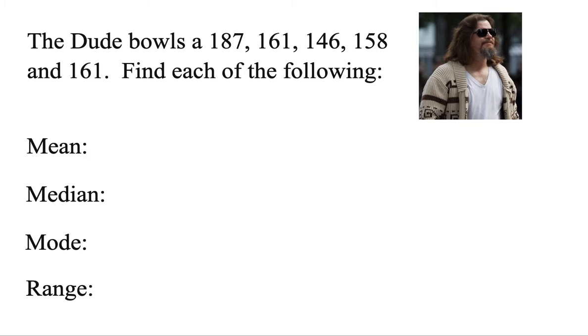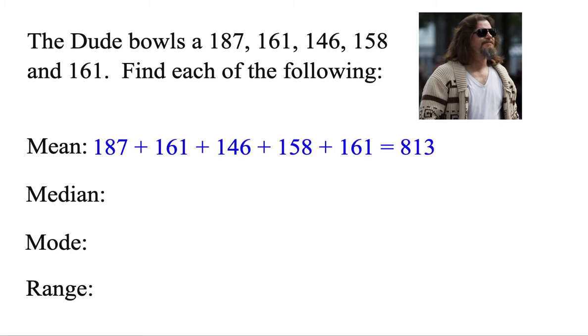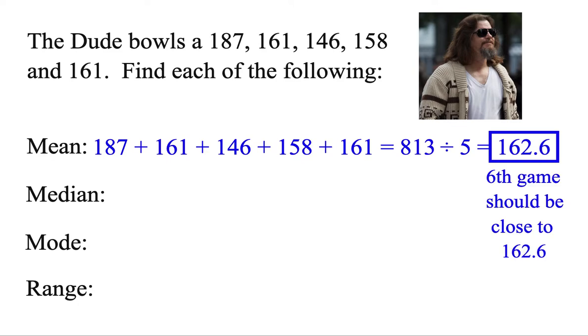Okay, assuming you've paused and tried it, the mean, add them all up. We're going to get 813 divided by 5. And 162.6 is his average score. Not bad at all. And what does that tell us? Basically, it's a good prediction of what he would get on the next game. So if he bowled a 6th game, it should be really close to that. Same thing with the median. That also is a prediction.